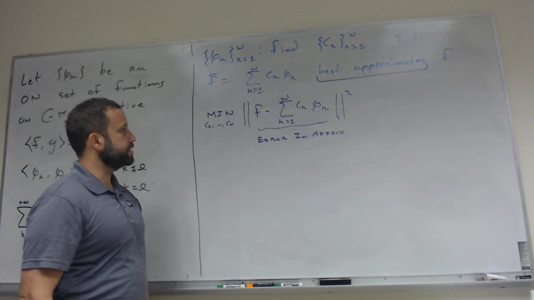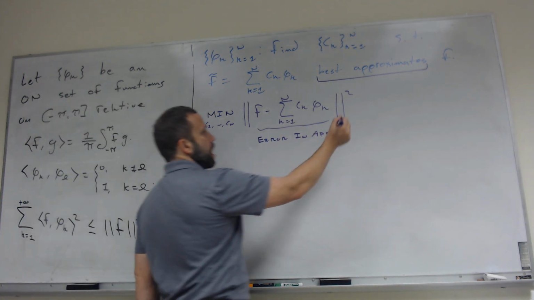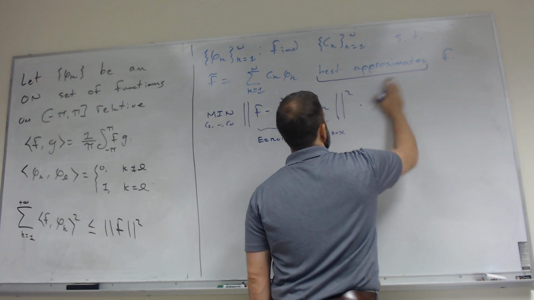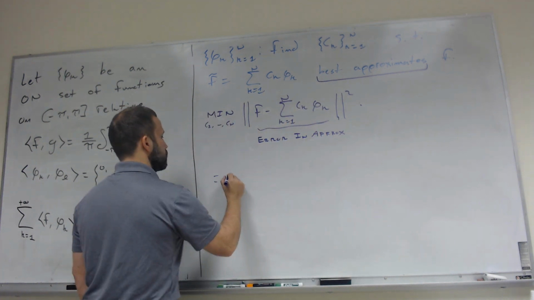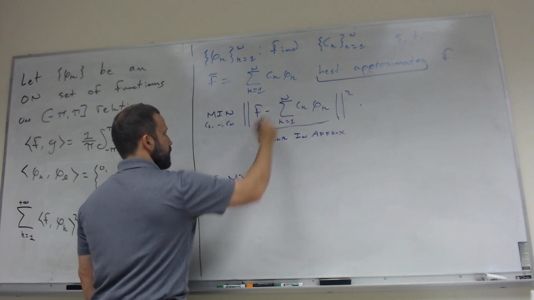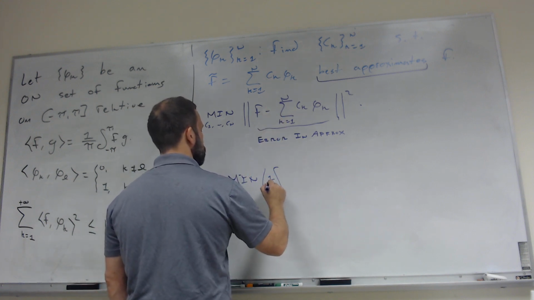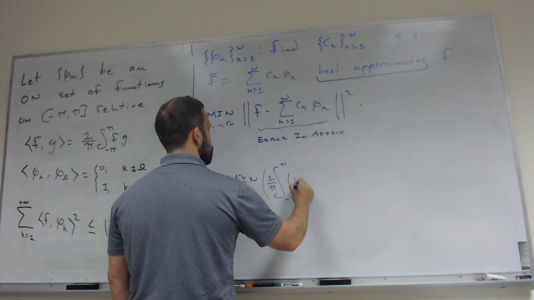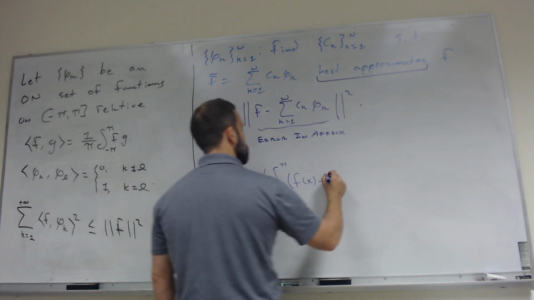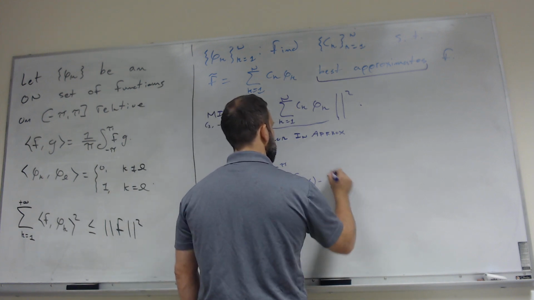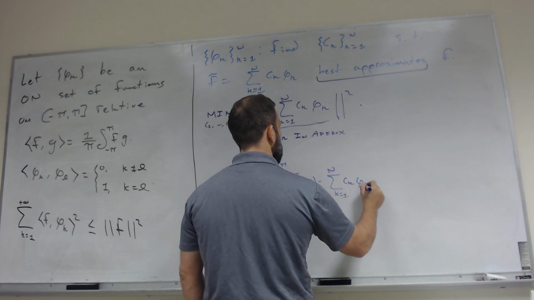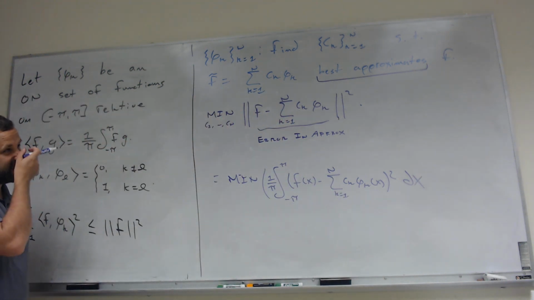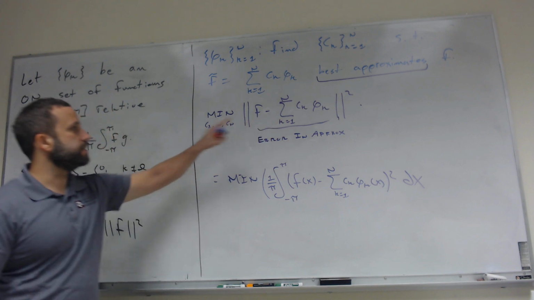Okay, and this will probably be the last time I do this, but let me write this out in terms of an integral, just so everyone is clear on what I mean by this. If I write this out explicitly as an integral, in our context it's going to be 1 over pi, integral from minus pi to pi, of f of x minus the sum k equals 1 to n of ck phi k of x, squared, dx. Okay, I want to find the ck's that minimize this expression here.